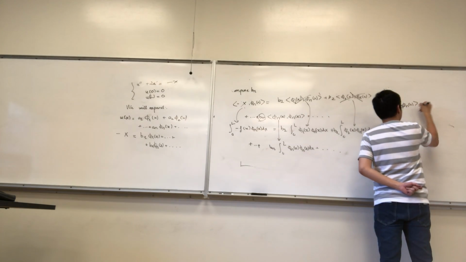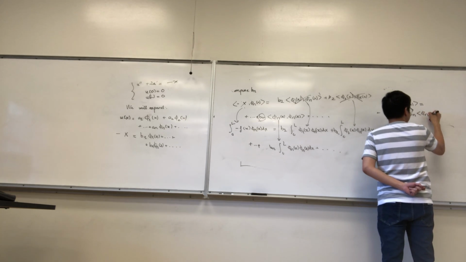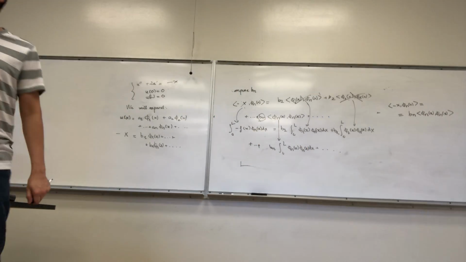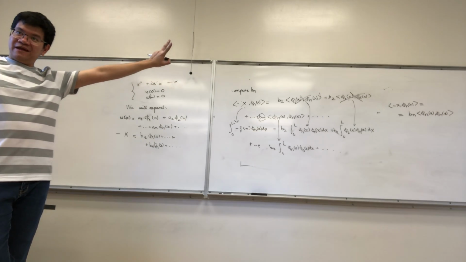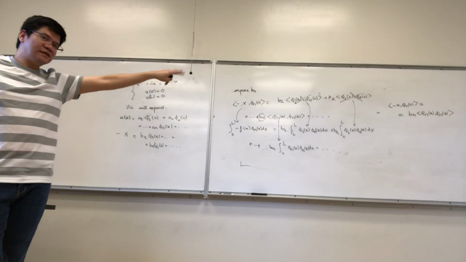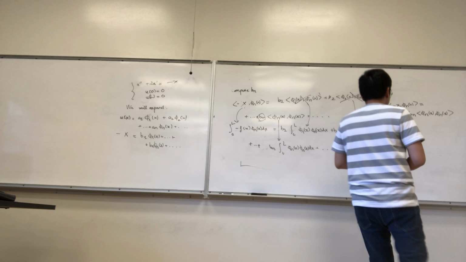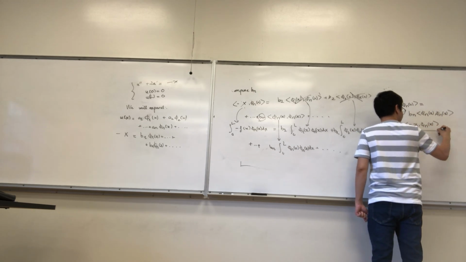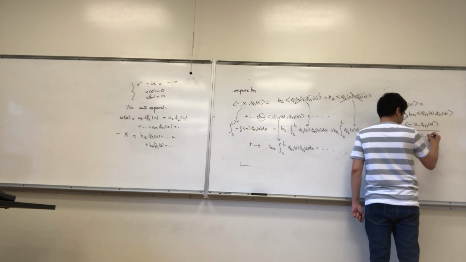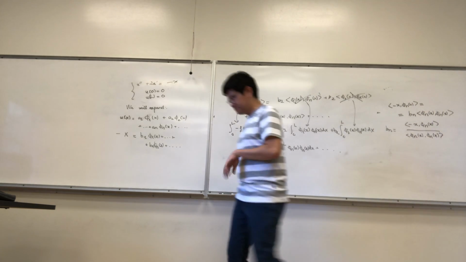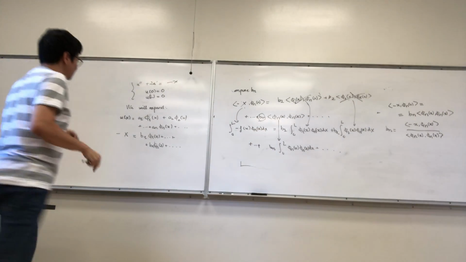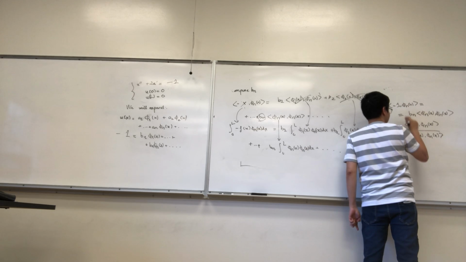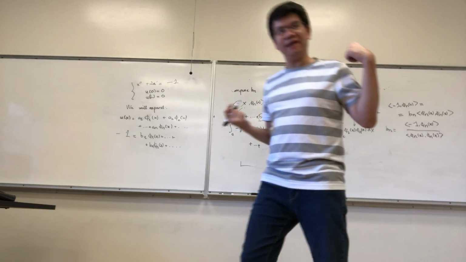Right, so everything else is zero, except the phi n, phi n. If the two indices are different, then they are orthogonal and they cancel out. So the only thing which is left is this Bn. So the Bn will be minus x, phi n, phi n. Let me put minus one so that it's easier. All right, so this is Bn.